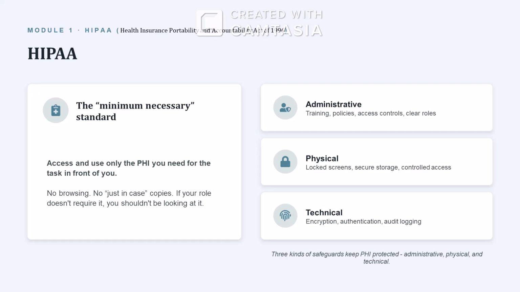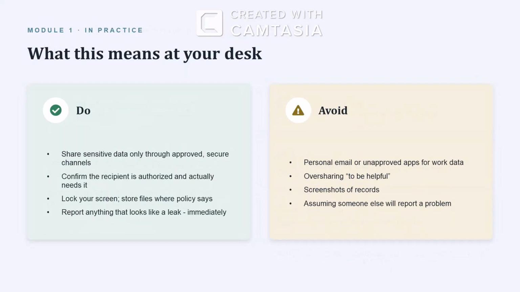HIPAA stands for the Health Insurance Portability and Accountability Act of 1996. It is a U.S. federal law designed to protect sensitive patient health information from being disclosed without the patient's consent or knowledge. When it comes to health information, the golden rule is only what you need. Don't go looking at records that aren't part of your job. We protect this information in 3 ways: through good habits and training, through physical security like locked screens, and through technical tools like encryption.